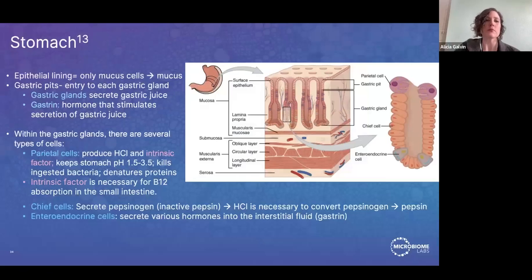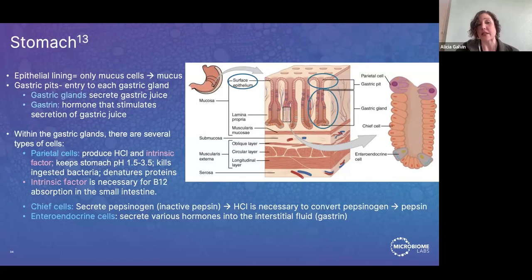imbalances. All right, so the stomach, like I mentioned, has its own epithelial lining and it has only mucus cells for obvious reasons. We have a lot of acid in our stomach. We need to have sufficient mucus production to protect that epithelial layer so that we're not getting a bunch of ulcers. And we have these gastric glands or gastric pits that are basically the entry to the gastric gland, which is where we're getting that gastric juice production.